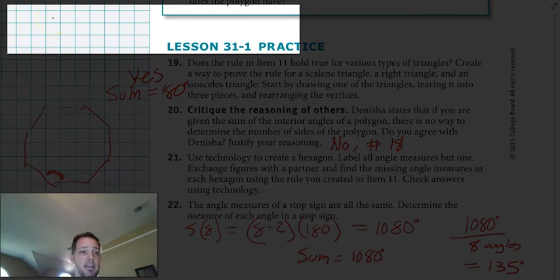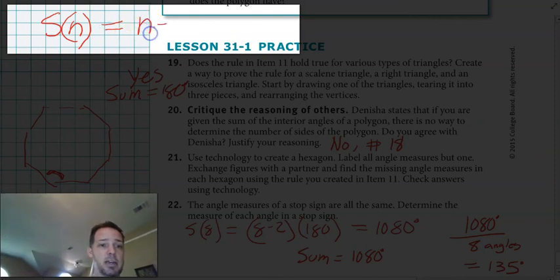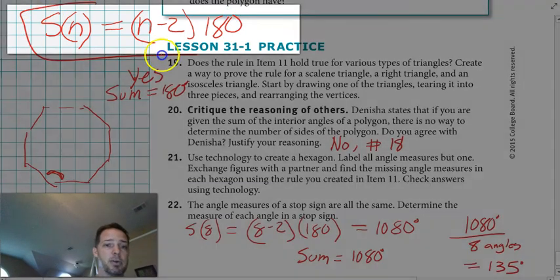All right, that's the end of lesson 31-1 over sum of the interior angles. If you learned nothing else from this one, you should have learned the sum of the interior angles formula. This is important. The sum of the interior angles of a polygon with n number of sides equals n minus 2 times 180. The most important thing we learned here.